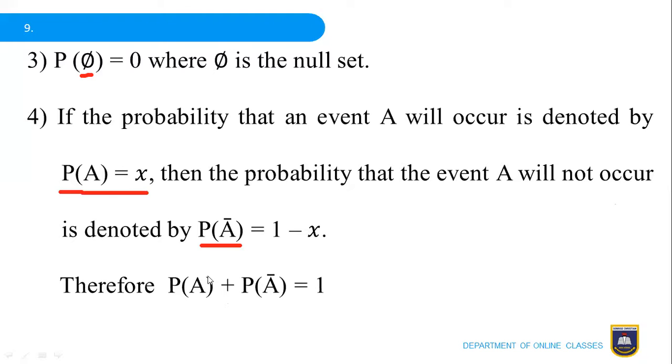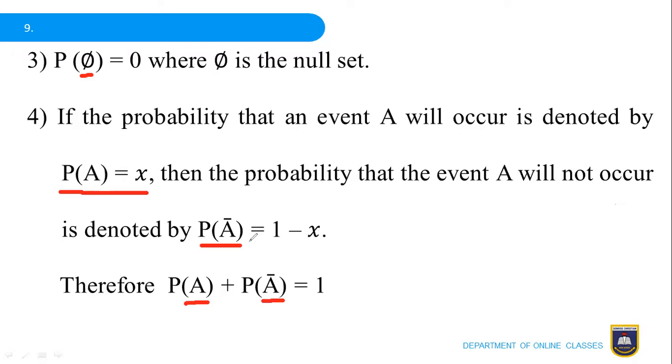Probability that the event A will occur plus the probability that the event A will not occur should be equal to 1. The probability that this one will occur, and the probability that the same event will not occur, if you put the two together, must give you 1.